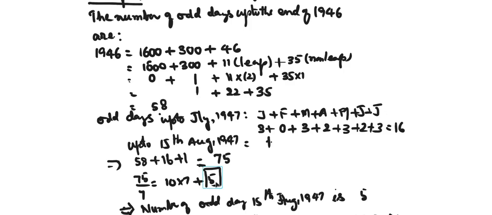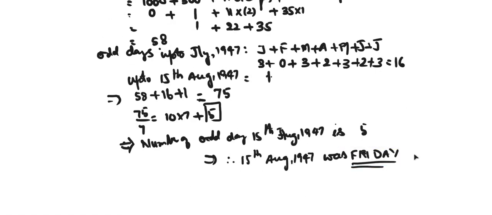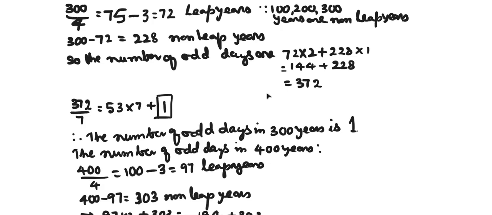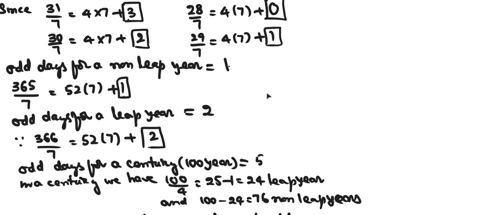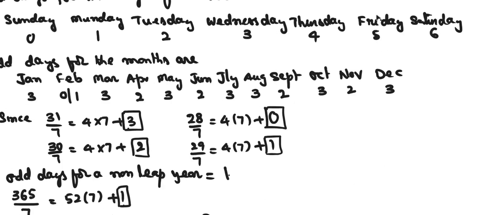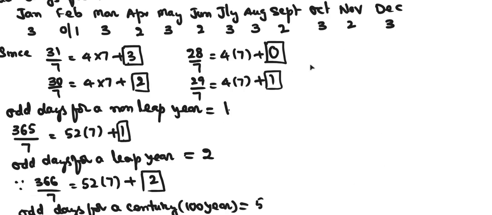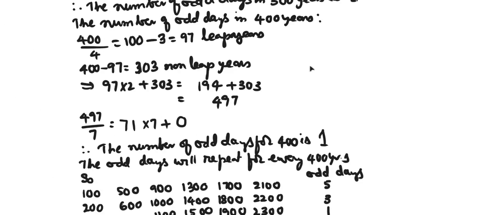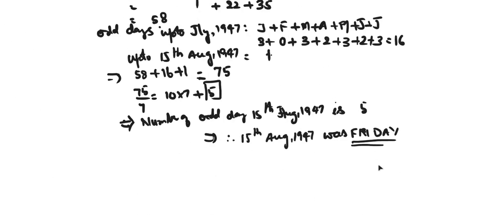So till the date 15th August 1947 we have 5 odd days. When the number of odd days is equal to 5, that will give you a Friday, as we have seen in the table in the beginning. So if the number of odd days is equal to 5, then the day is Friday.